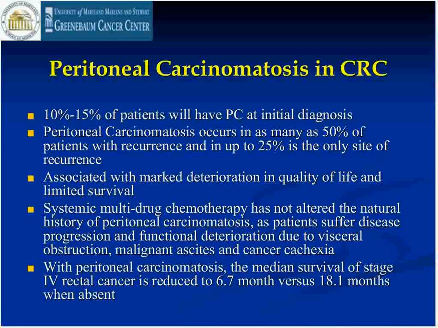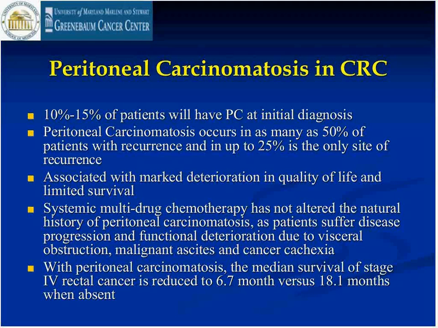If you look specifically at colorectal carcinoma, we know that about 10 to 15% of patients with colorectal cancer will have peritoneal carcinomatosis at the time of initial diagnosis. It will occur in as many as 50% of patients with recurrence, and in up to 25% of patients it's the only site of recurrence. So you can see that there is a fair number of patients with colorectal carcinoma who will develop disease only in the peritoneal cavity, who really should benefit from cytoreductive surgery and hyperthermic intraperitoneal chemotherapy.